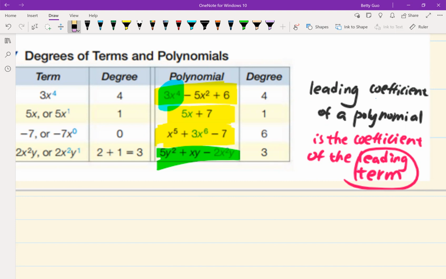Why do we find the leading term? Because we need to know what the leading coefficient is. That's a good question. Leading coefficient is an important concept. Leading coefficient is the coefficient of the leading term. For example, the first one, 3x to the power 4 is the leading term, right? What's the coefficient of the term? So 3 is the leading coefficient.